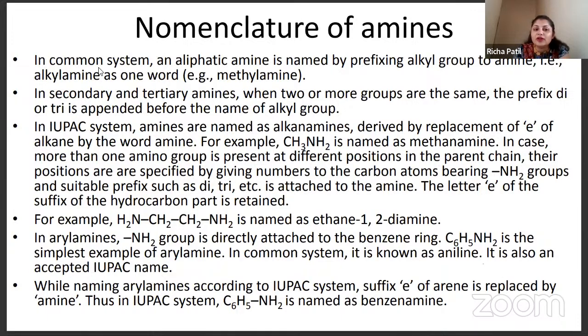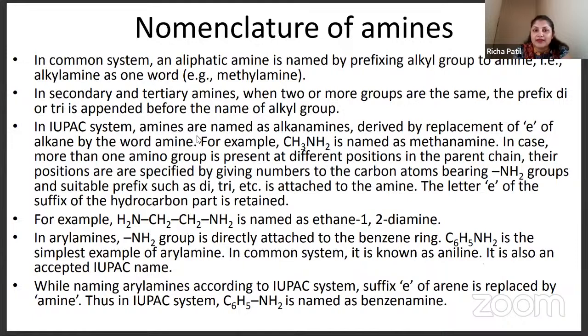In the common system, an aliphatic amine is named by prefixing the alkyl group to amine, that is, alkylamine, as one word. If two or more alkyl groups are present, then the prefix di or tri is used before the name of the alkyl group.